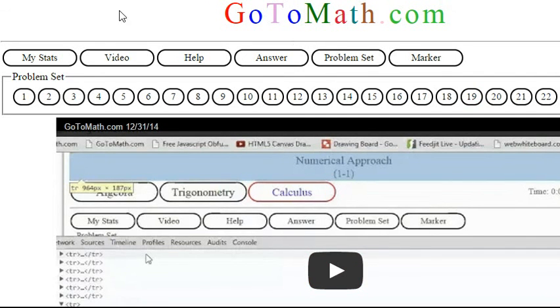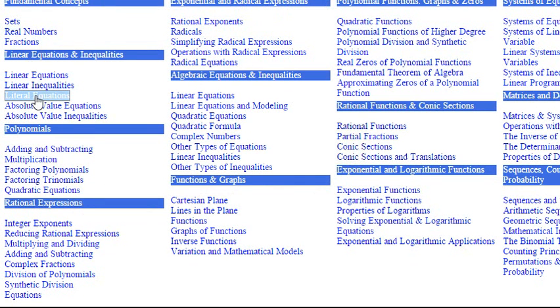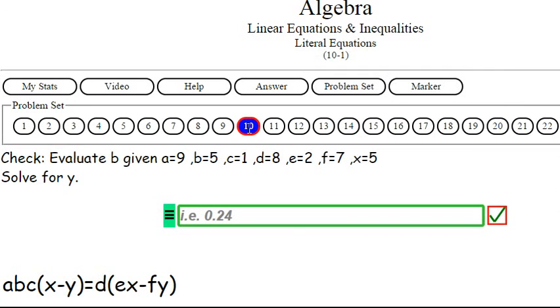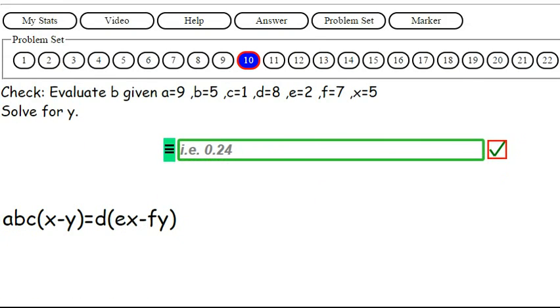Okay, we're at gotomath.com and come down to literal equations 10 point, I believe we're doing 10.1. 10.1. Solve for y in this equation. Look at that nasty thing. Alright, let me write that down. Maybe give you some time to write it down.